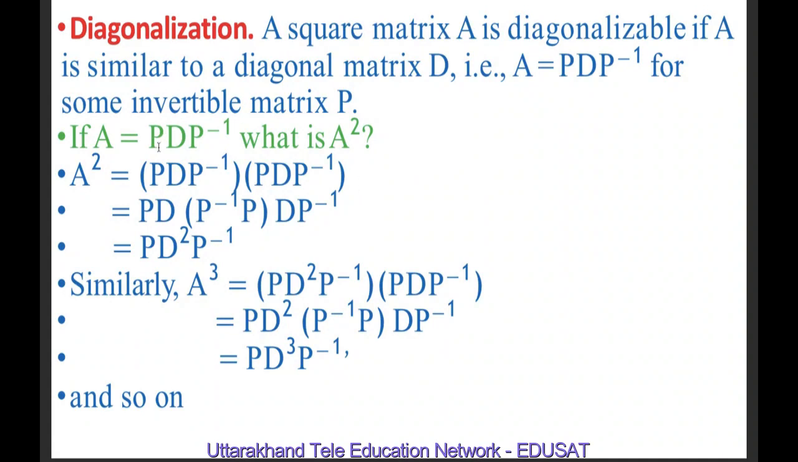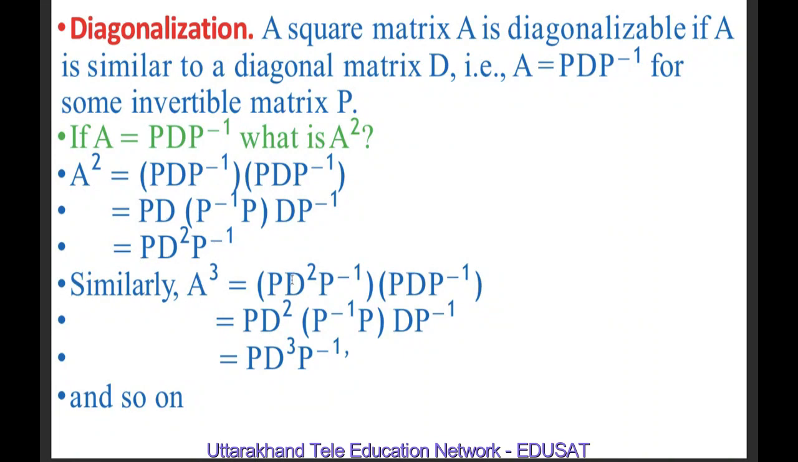in the case of matrix multiplication. Hence, we may write it as PD into P inverse P into DP inverse. But P inverse P is the identity matrix. So, D into I is D. And D into D is D square. So, this is P D square P inverse.